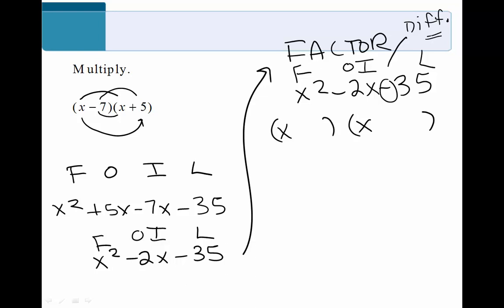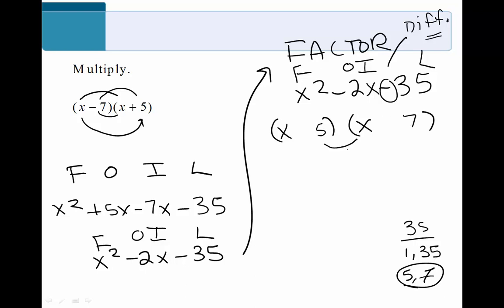Okay, I've placed my F. Now I'm going to look at my L. 35. I'm considering my factors of 35. 1 and 35, or 5 and 7. I glance at my middle term and I see there's a 2 there. And I notice that 5 and 7, my signs are going to be different anyways. That will give me a 2.